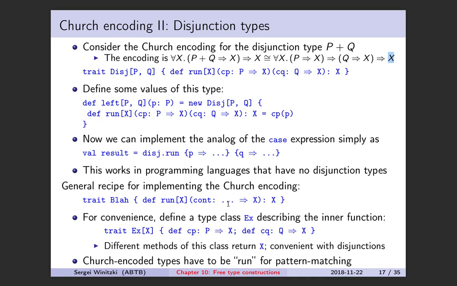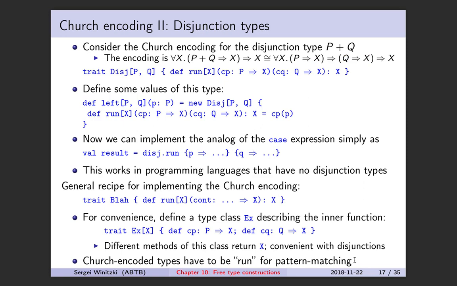And so pattern matching is impossible on functions. You cannot determine whether this function uses its argument or not, for example, by any kind of pattern matching on this function value. You cannot do that. The only thing you can do is to run this function. So one deficiency of church encoded types is that they have to be run in order to pattern match.